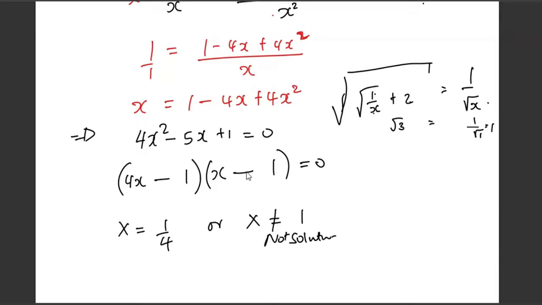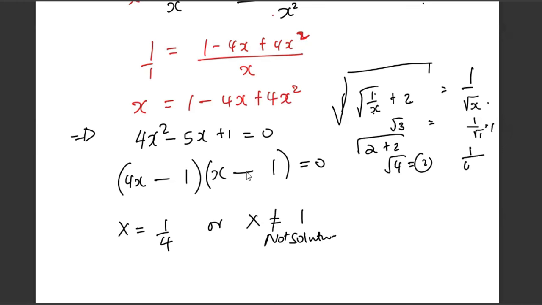Okay, not a solution. Let's try with a quarter. We know that a quarter is 0.25. 1 over 0.25 gives us 4. Square root of 4 is 2. Now this 2 plus 2 gives us 4. And then the square root of 4 gives us 2. Does that make sense? Yes. Then, what is the square root of 0.25?